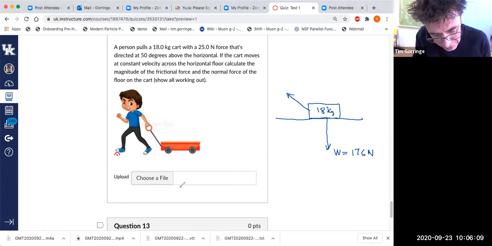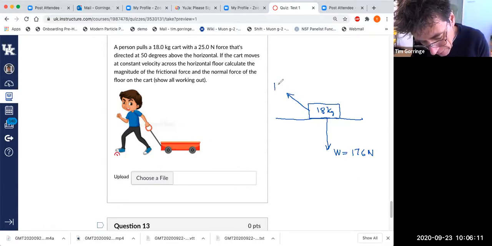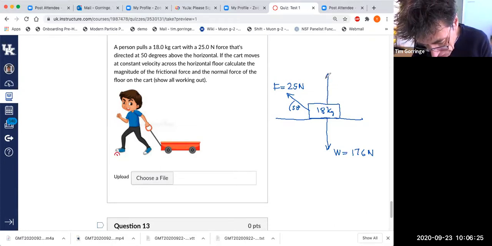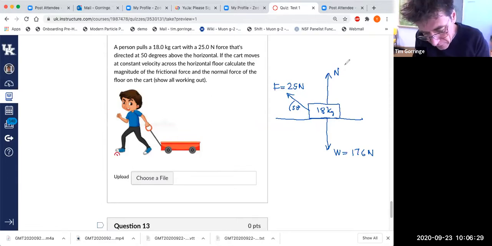Then there's the applied force that's acting on the cart. We also know that that's 25 newtons in strength, and we know its direction is 50 degrees above the horizontal. And then there's the unknown forces that we're asked to figure out. There's the normal force, so we want to calculate that. And there's a frictional force that's opposing the motion. We want to calculate that.